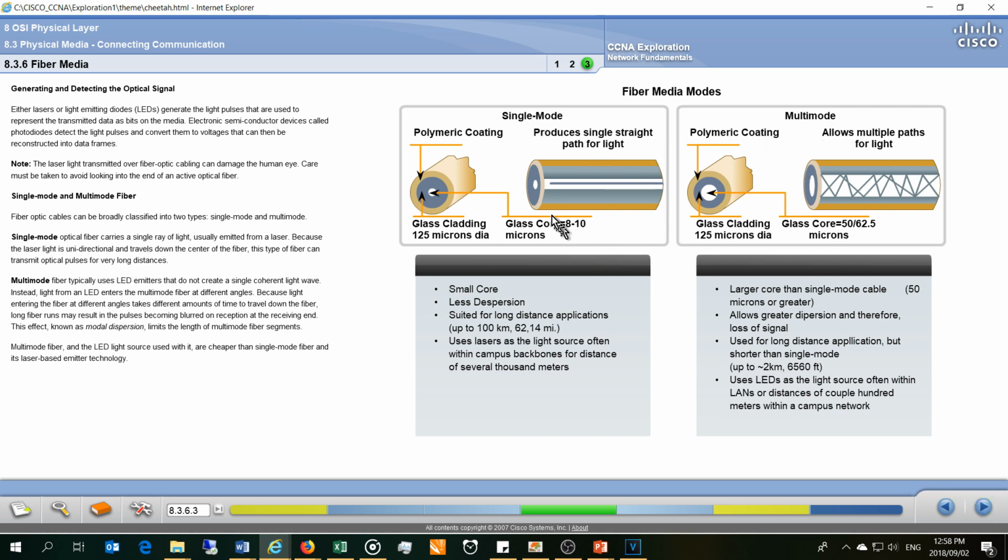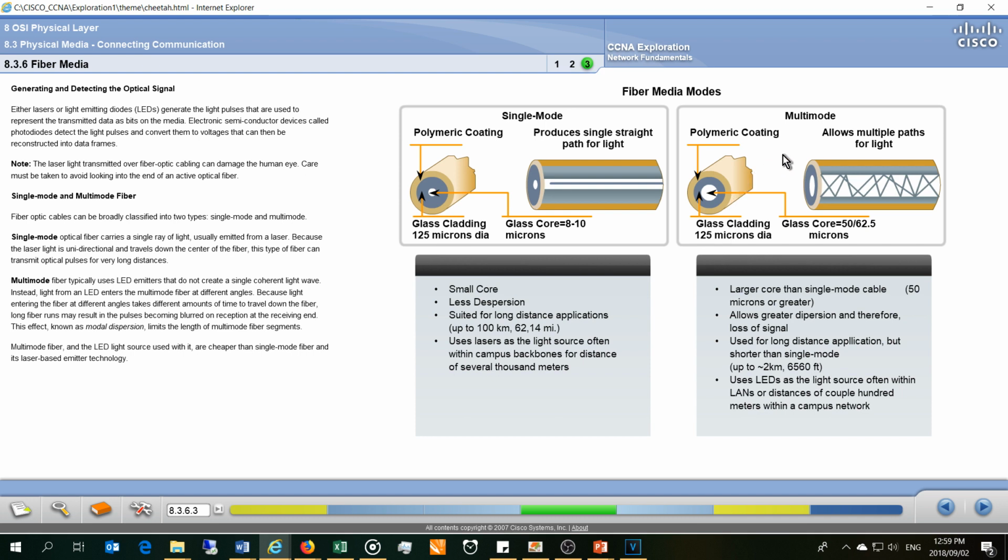If you look at the single mode, we have one active light ray going in there. So what happens is it's a smaller core, there's less dispersion, and the benefit of this is the distance. So it uses lasers as the light source, often within a campus for backbones. So this is very high data carrying capacity.